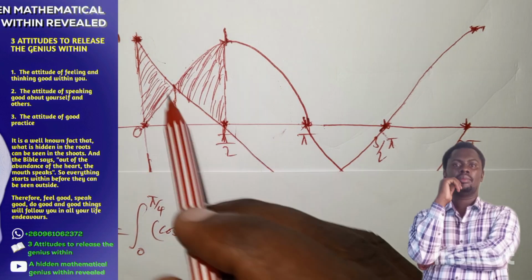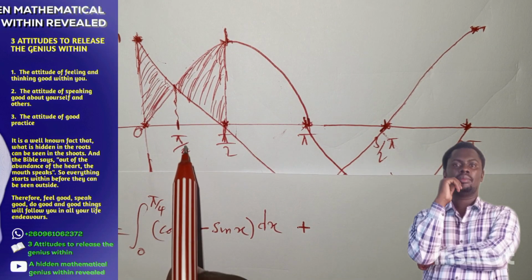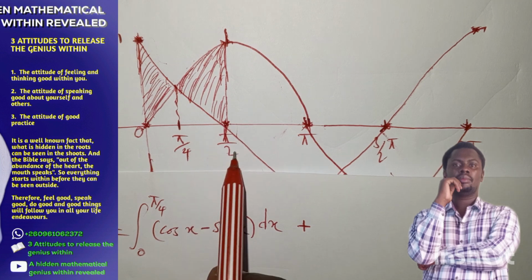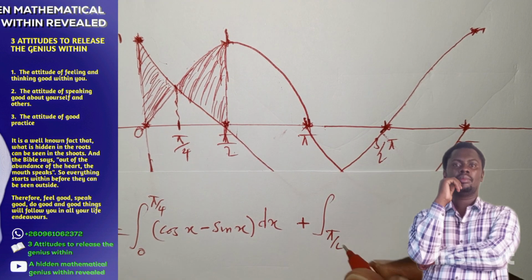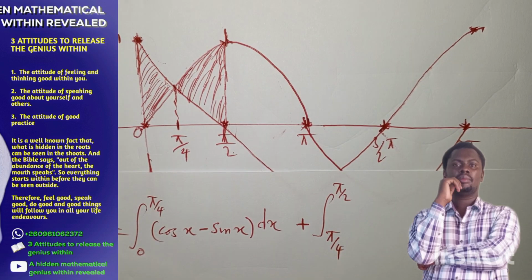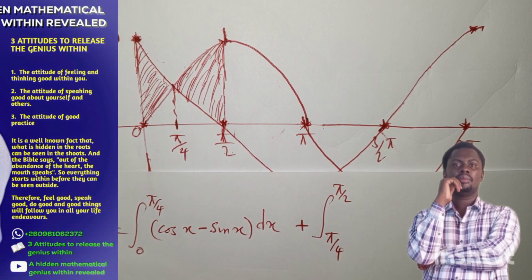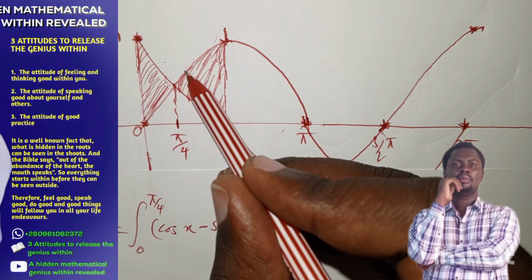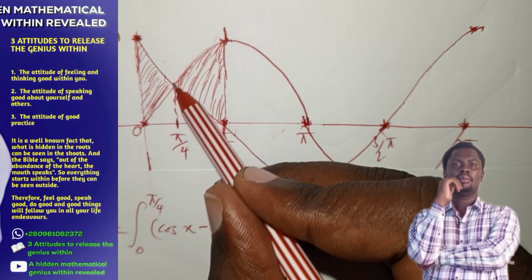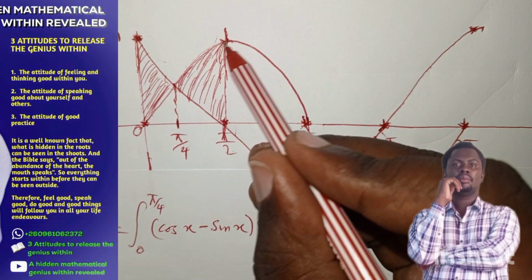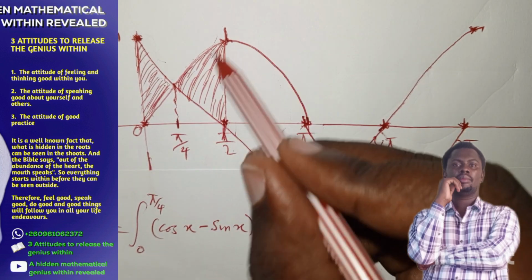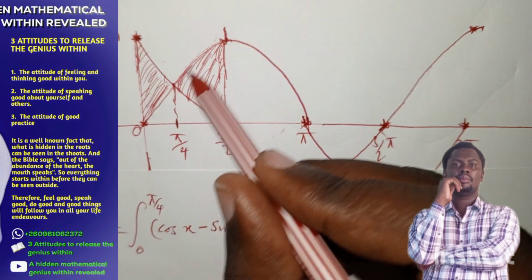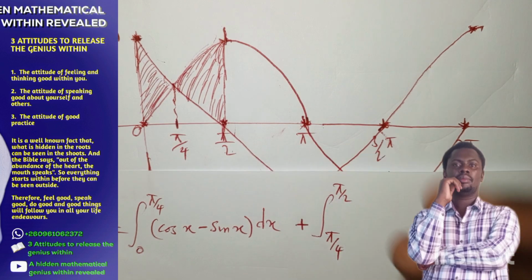Okay, the second area, the limits are from pi over 4 to pi over 2. So you say the integral from pi over 4 to pi over 2. This one is bounded by two functions. The function which is on top here is the sine function. So it's sine minus cosine, so sine x minus cos x.